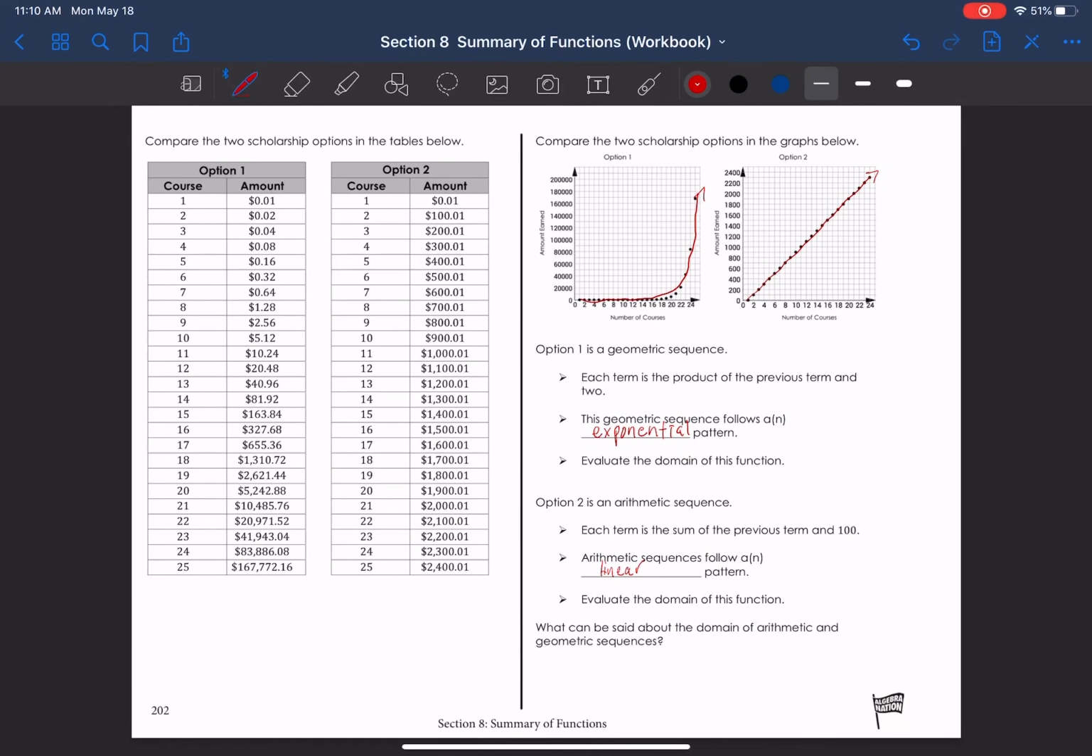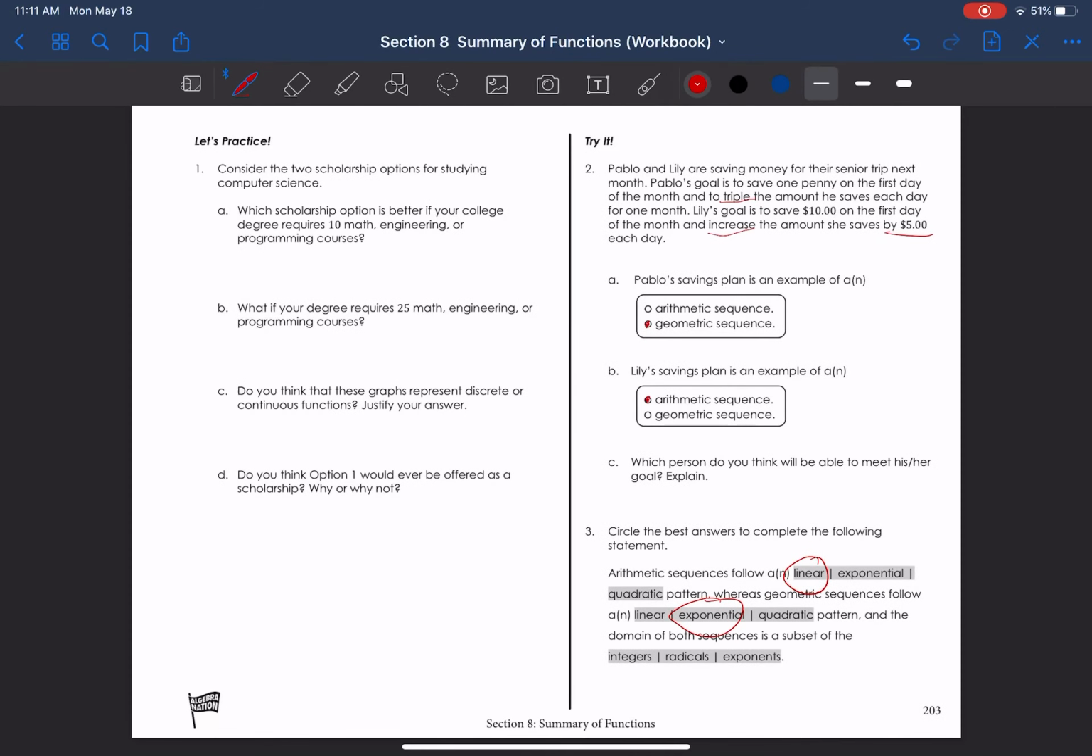The next thing is noticing that geometric sequences follow an exponential pattern. So option 1 right here follows an exponential pattern where it's going up slowly, but then it's compounding and then dramatically goes up. So that's an exponential pattern. Arithmetic sequences, option 2, go up by a linear pattern. So arithmetic sequences follow a linear pattern.